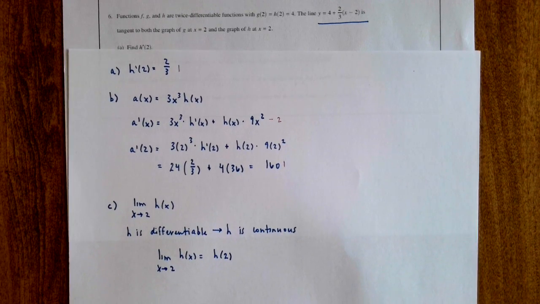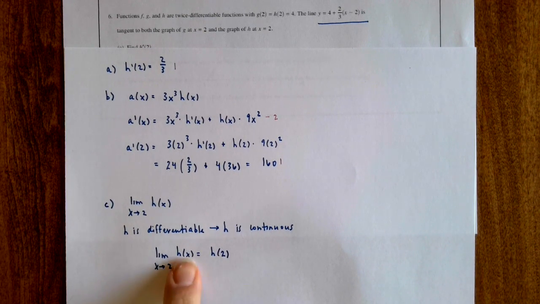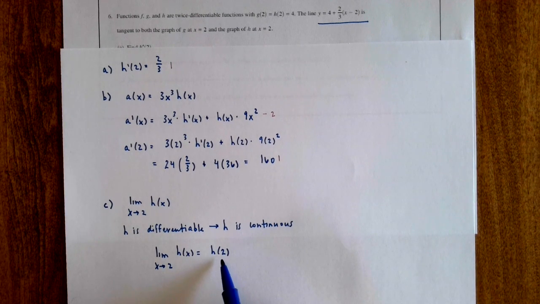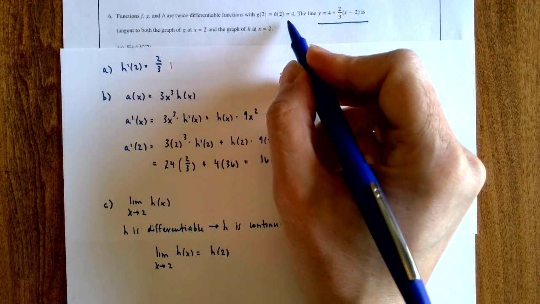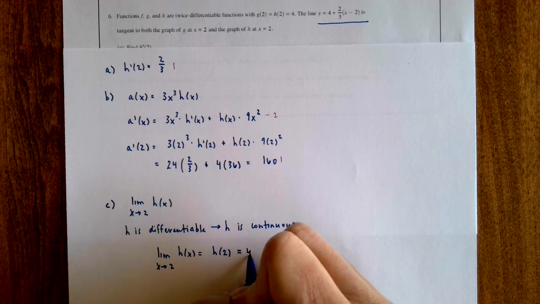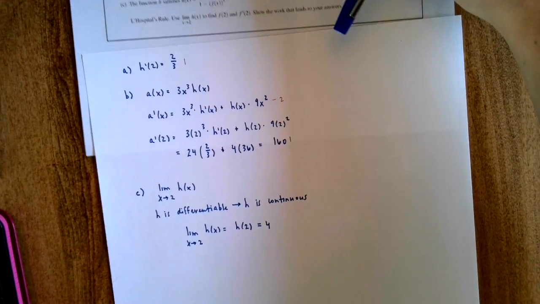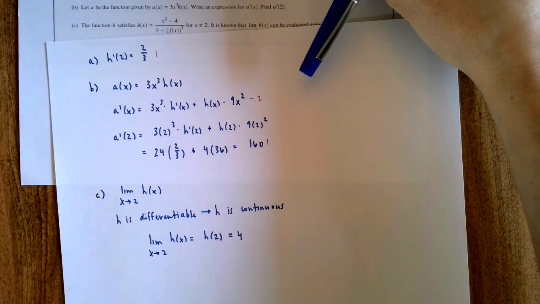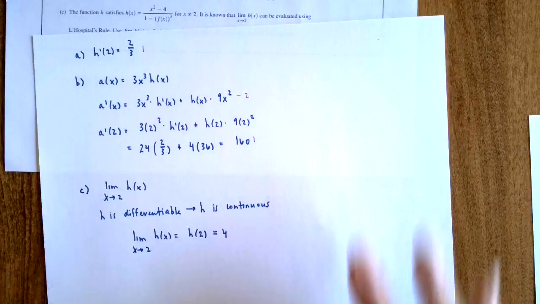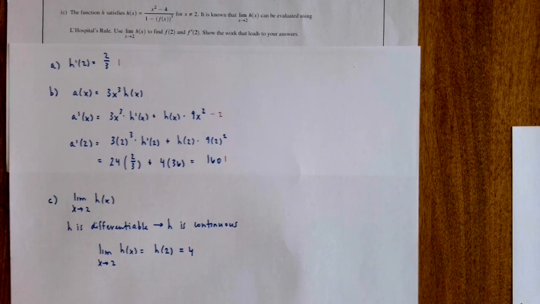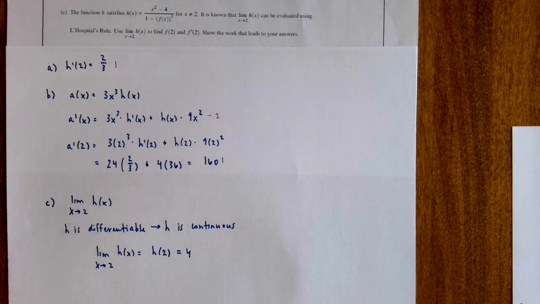That was our definition for continuity, that the limit at that value is equal to the function value. The nice thing here is we know what h of 2 is. They gave us that information, and that's equal to 4. So this is going to help us out because we now know the value of the limit as x approaches 2. I'm going to slide my paper here. Sorry for the shuffling. Okay, so now we know that. Now we have to work on finding f of 2 and f prime of 2.